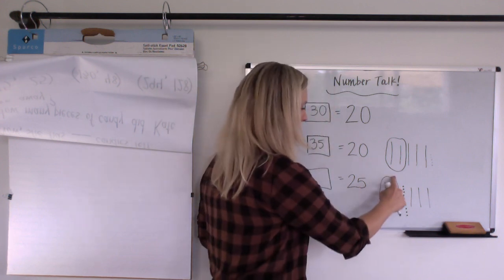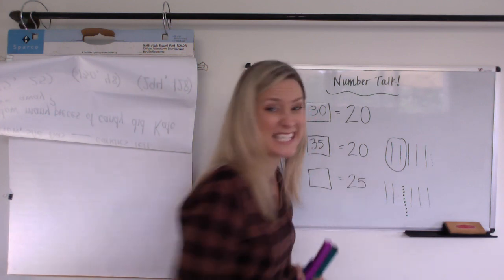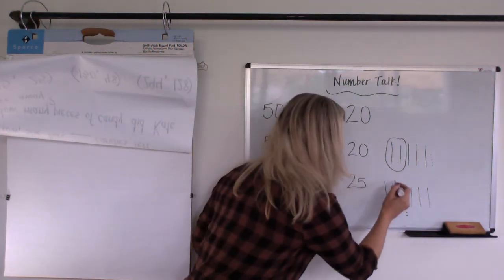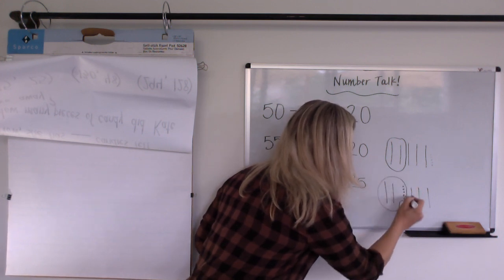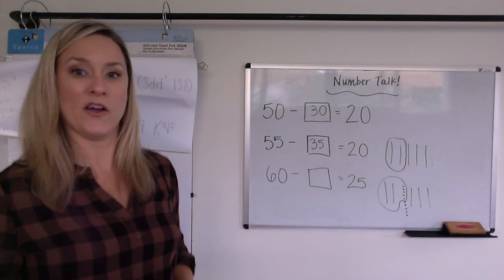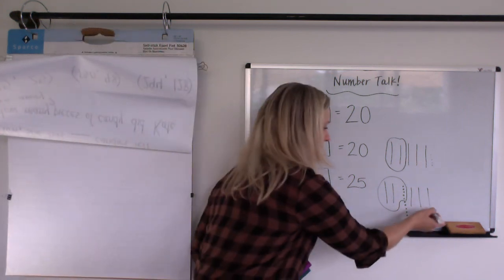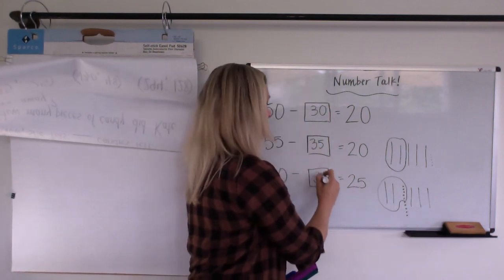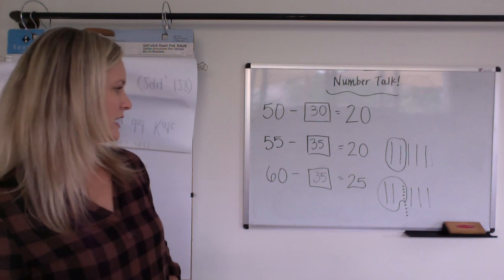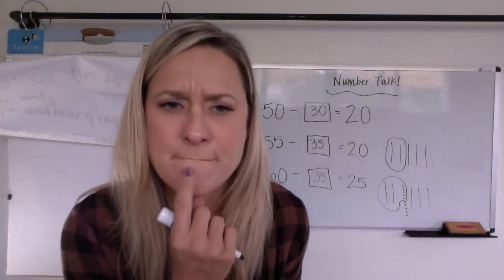Okay, so we want to know what it would leave us with, not just 20, but 25. So let's do it. 1, 2, 3, 4, 5. Okay, so what did we have to take off? We had to take off 10, 20, 30, 31, 32, 33, 34, 35. That's interesting. We have a 35 here and a 35 there.